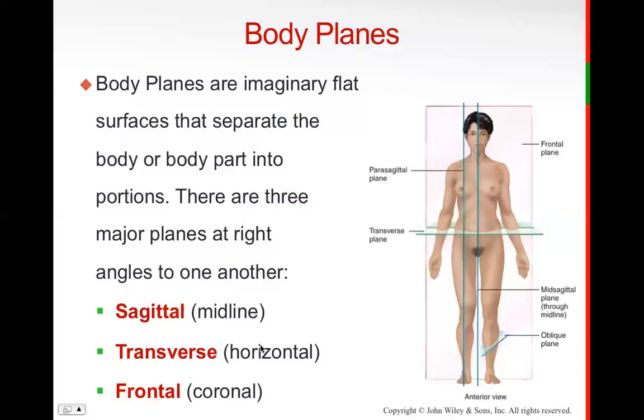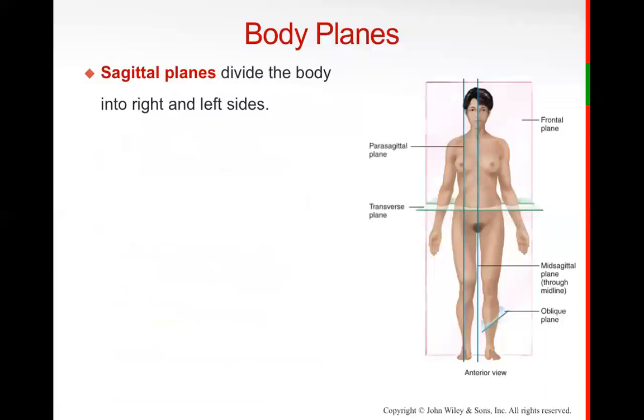Transverse or horizontal cuts, dividing the body top to bottom. And frontal is dividing the body front and back. And I'll explain a little bit more about this coronal idea shortly. Okay, so sagittal planes, again, right and left halves.